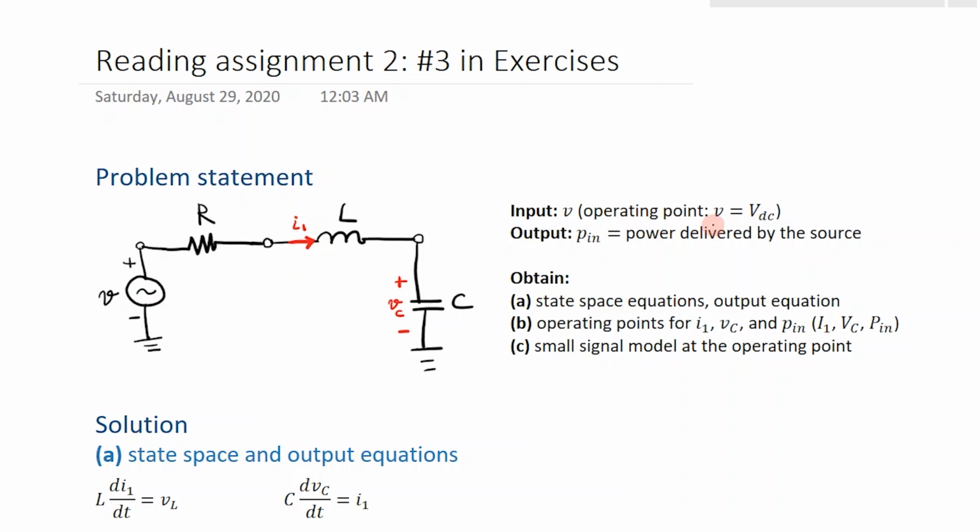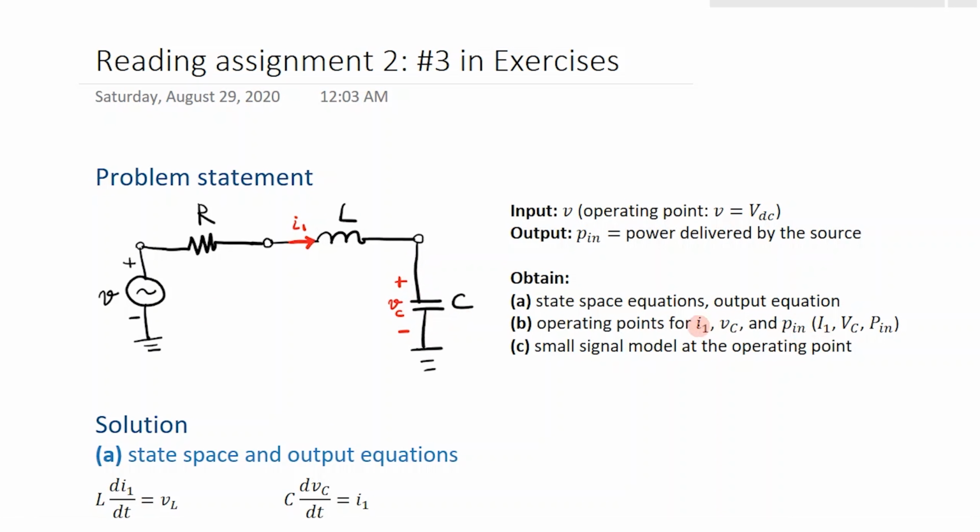You're also given its operating point. It's equal to VDC. You are also told that the output is the power delivered by the source to the circuit. And you're asked to find the state space equations for this circuit and the output equation, and you're asked to solve for operating points for the inductor current, which is also the current through everything, for the voltage across the capacitor, this one, and for the output, which is Pin.